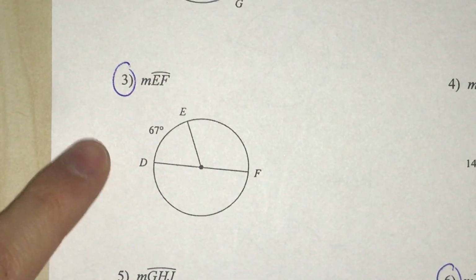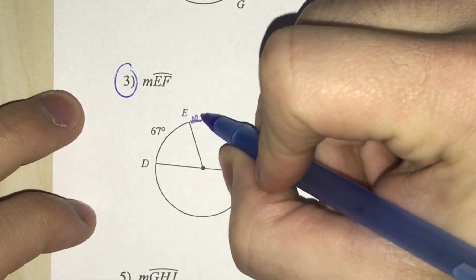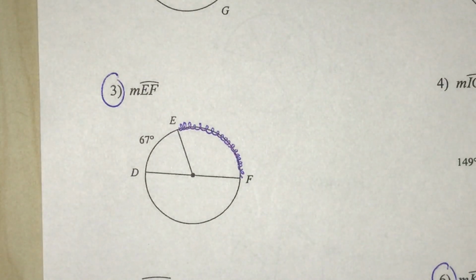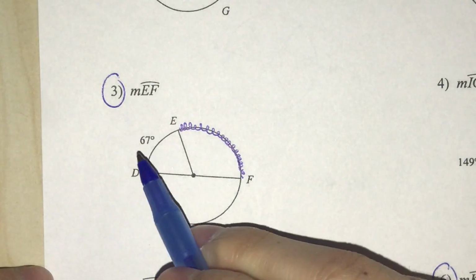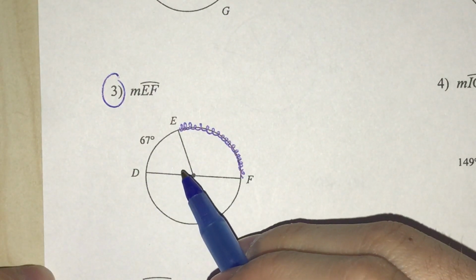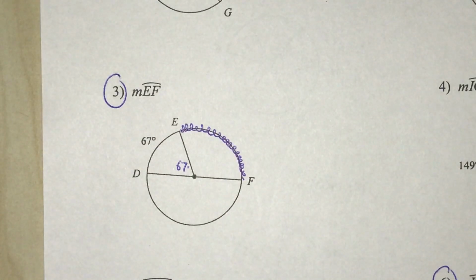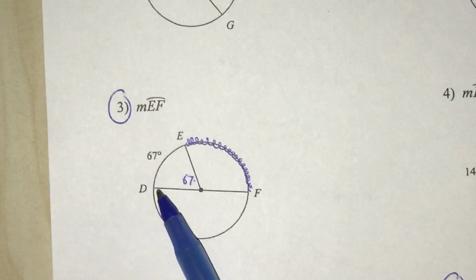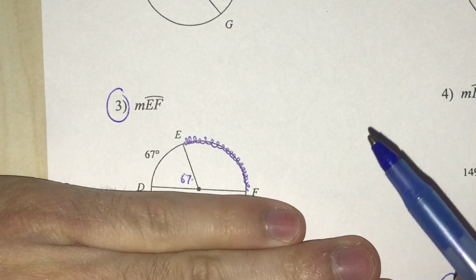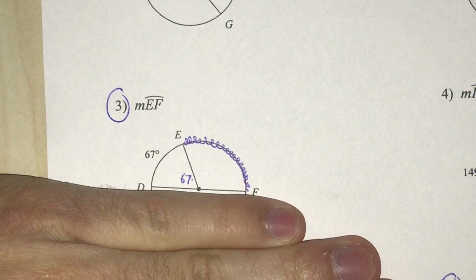Okay, so here we go. Measurement of arc EF. I've got to find this. If I'm thinking smart, I know that if this arc is 67 degrees, then this central angle right here is 67 degrees. I see that DF is a diameter that cuts the circle in half, so this is all going to be 180, because it's half a circle.